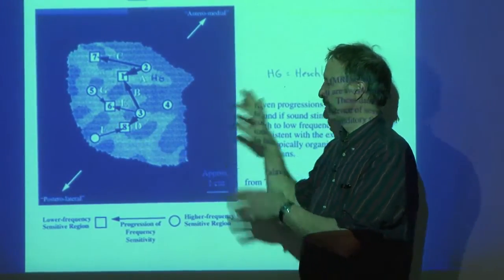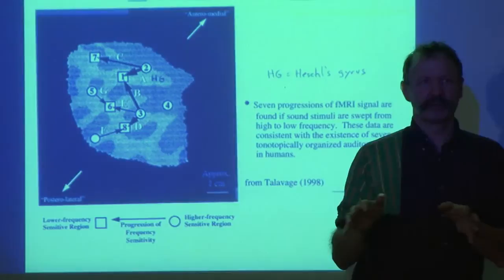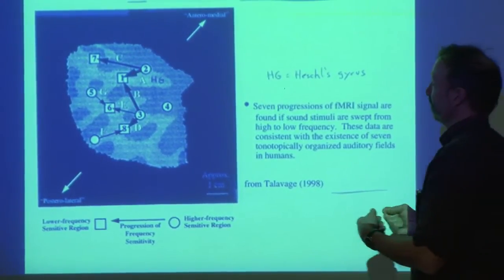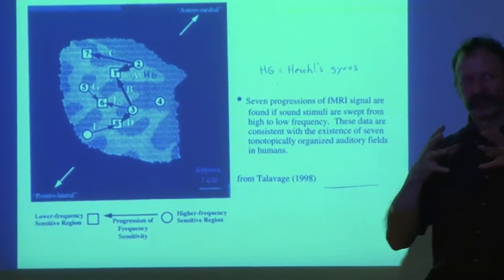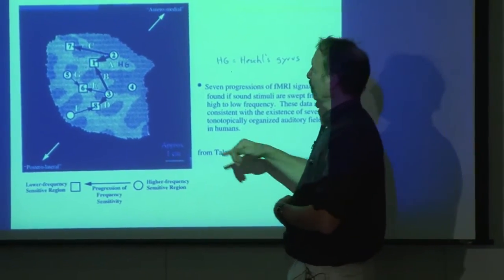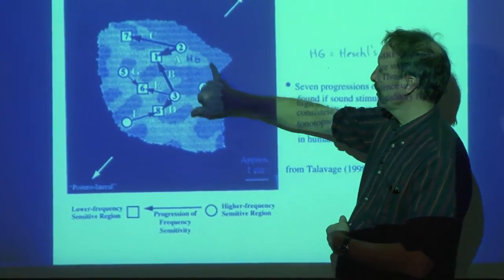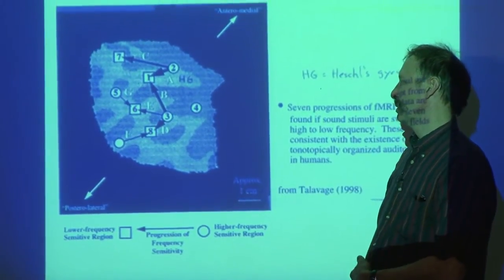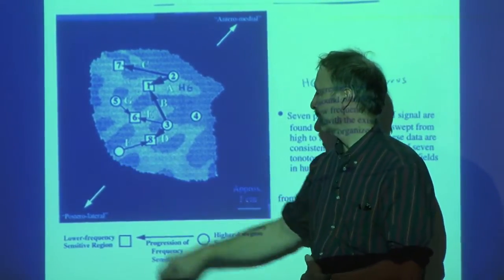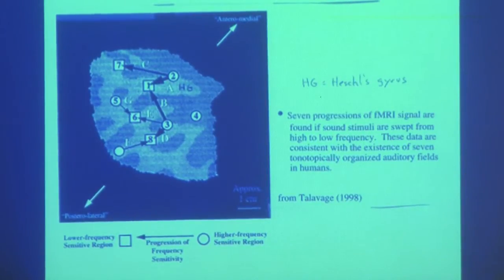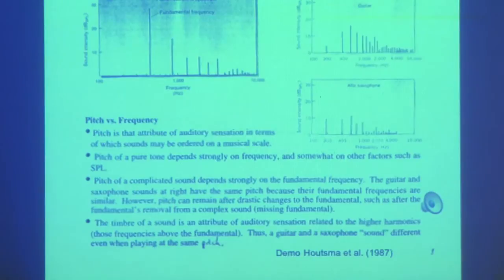This is a view looking down on the superior surface of the temporal lobe, and this is what's called an inflated view. It's like taking that cortex model and blowing it up like a balloon. The gyri are indicated by the lighter shading, and the sulci by the darker shading. Okay, so that's what that is. These are the dimensions here. Posterolateral is that direction. So we have multiple tonotopically organized areas in the human auditory cortex.